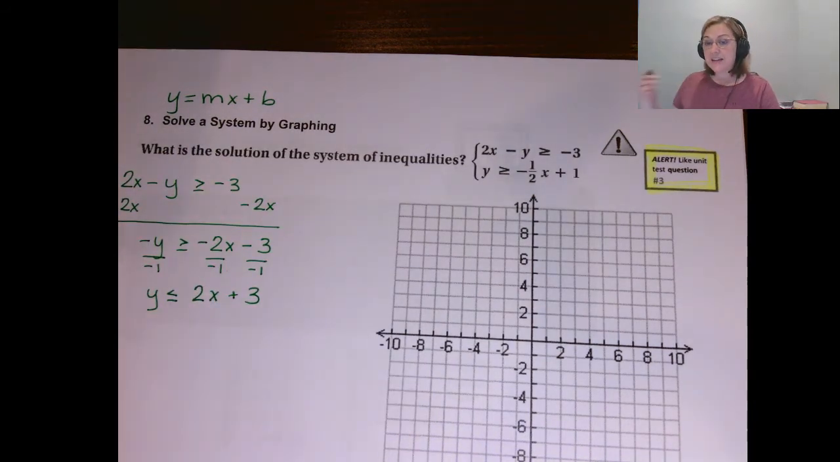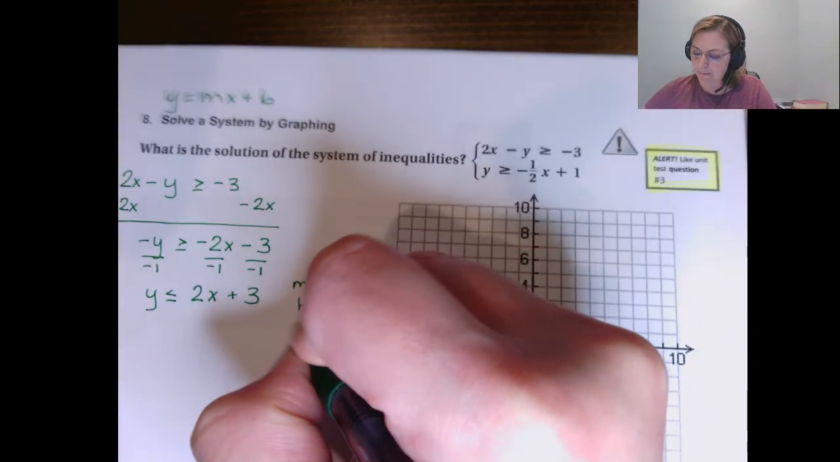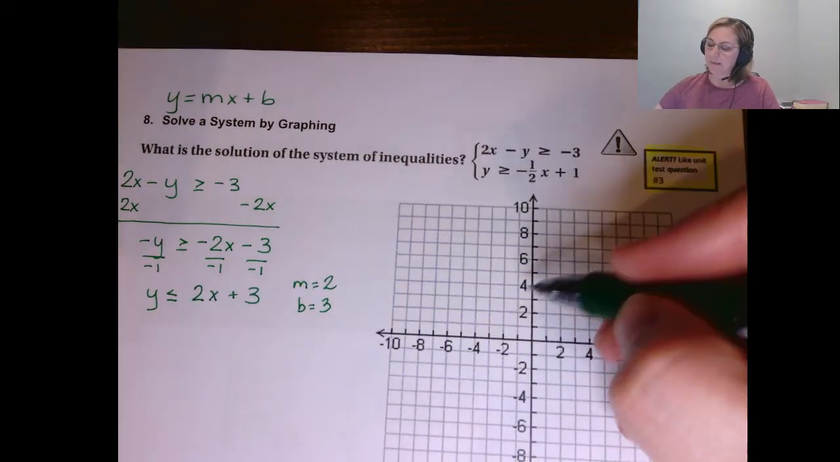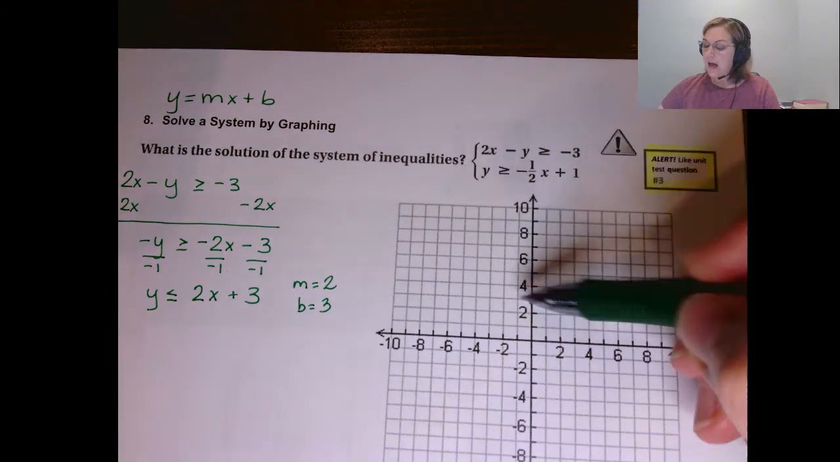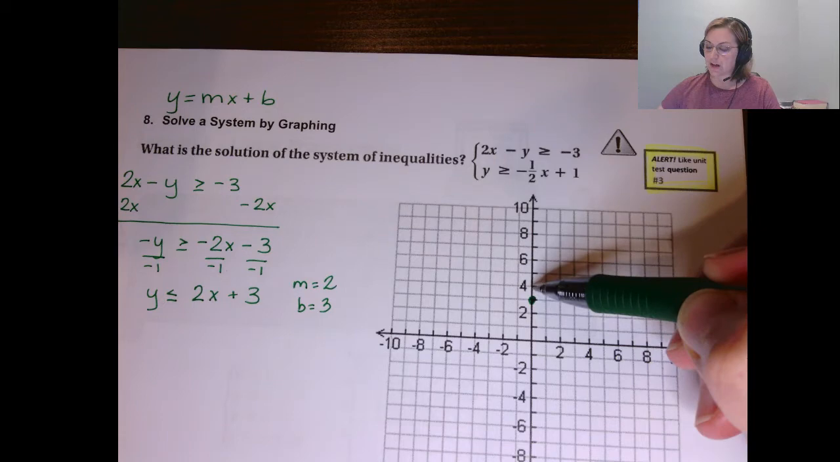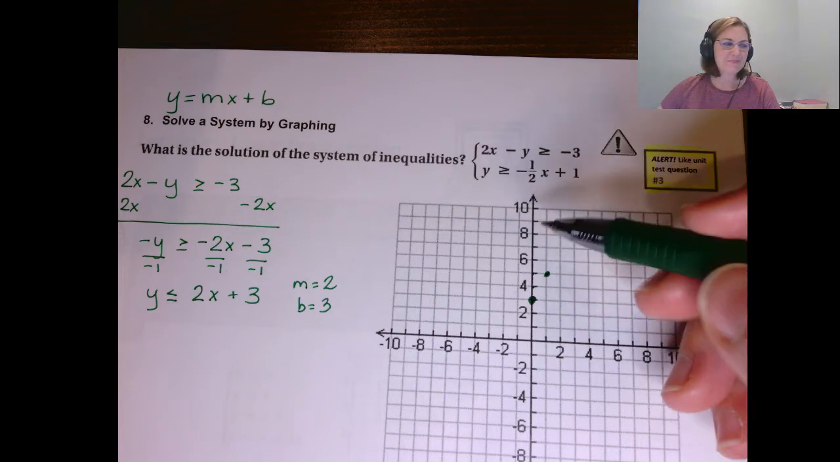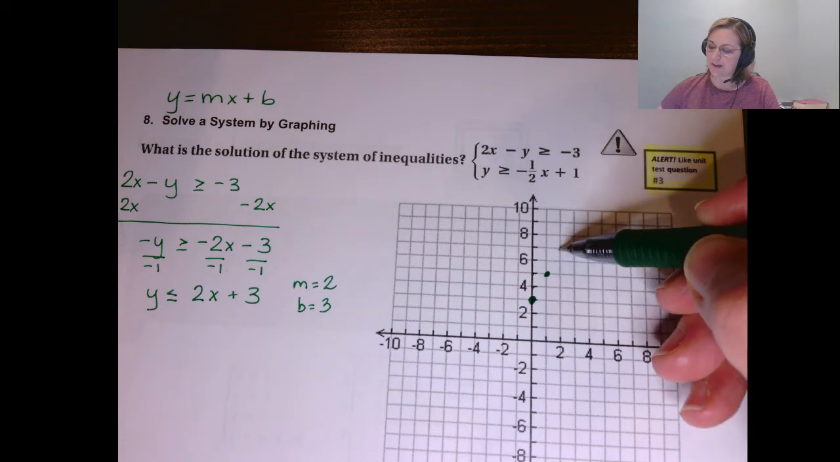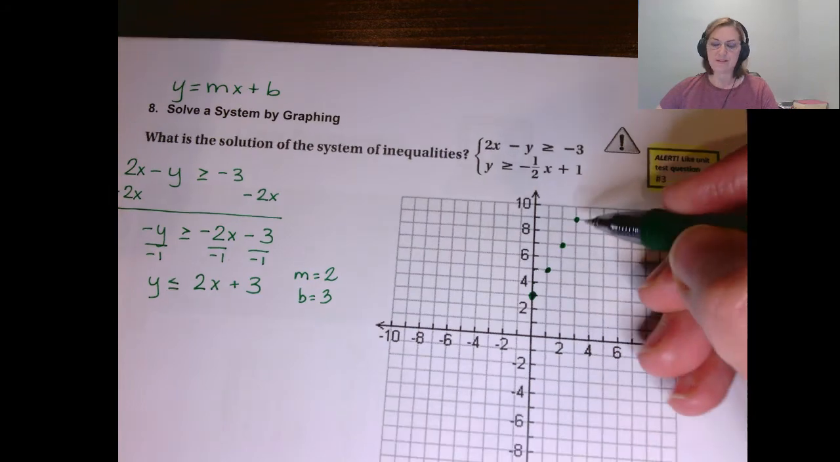Now, this inequality lets me know that the slope is 2 and the b, the y-intercept, is 3. That means on my graph, I'm going to start on the y-axis at 3. I'm going to use my slope 2, which is up 2 over 1. I almost said it backwards there. Then I am up 2 over 1 here, up 2 over 1 there.